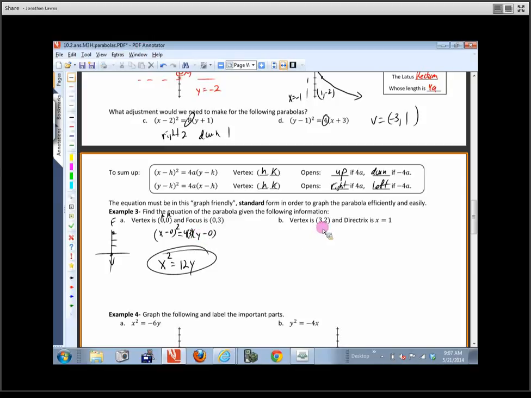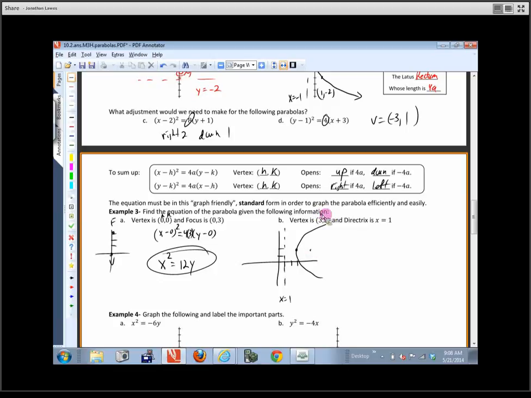If the vertex is at 3, 2, and the directrix is x equals 1, let's stop and think about this for just a second. 1, 2, 3, 1, 2. So there's the vertex. And then it says the directrix is at x equals 1. So if it's at x equals 1, that right there is the directrix. Which way does this one open? It's got to open to the right. It's got to curve away from the directrix. So the focus would have to be in here.